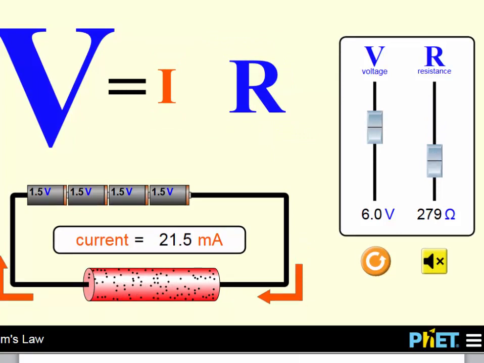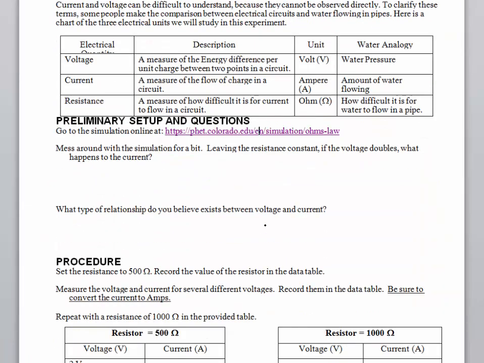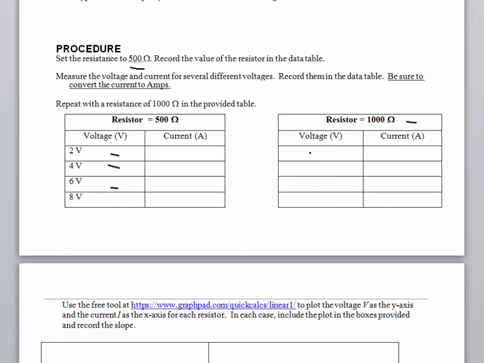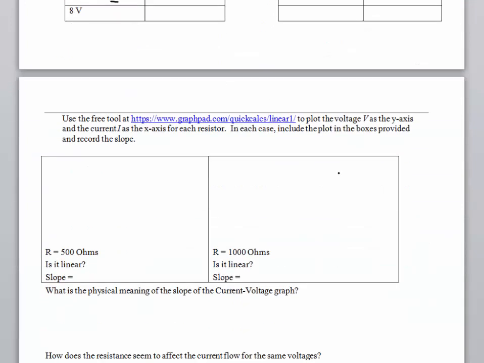And so all I'm really going to have you do is come down here and set the resistance to 500 ohms and just measure the current for a couple of different voltages right over here. And then I'm going to have you set the resistance to 1000 ohms and measure the voltage and current, and so on and so forth. Then I'm going to have you go ahead and graph those.